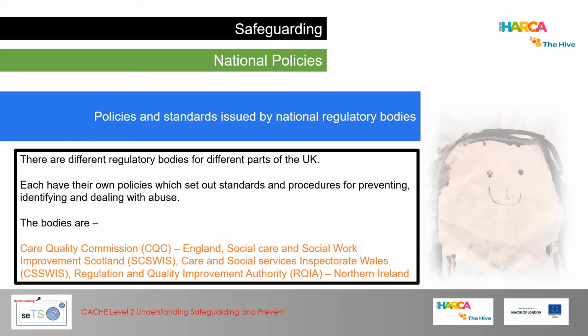Policies and standards issued by national regulatory bodies. There are different regulatory bodies for different parts of the UK. Each have their own policies which set out standards and procedures for preventing, identifying and dealing with abuse, and the bodies are the Care Quality Commission, the CQC, in England, Social Care and Social Work Improvement Scotland, Care and Social Services Inspectorate Wales, the Regulation and Quality Improvement Authority, Northern Ireland.